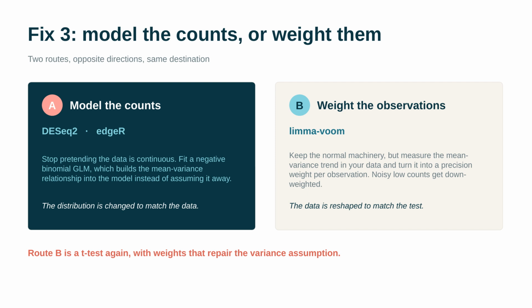That is limma-voom. It measures the mean variance trend in your actual data, converts it into a precision weight for every single observation, and hands the weighted data to limma. Low counts get downweighted because they are noisy. High counts get trusted. Both routes work. Both are used in production. And notice what route 2 really is. It is a t-test again, with weights that repair the variance assumption.